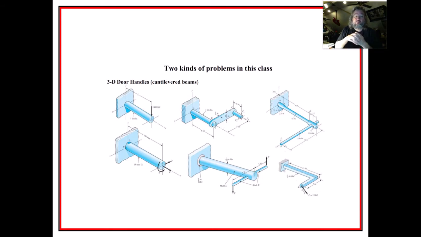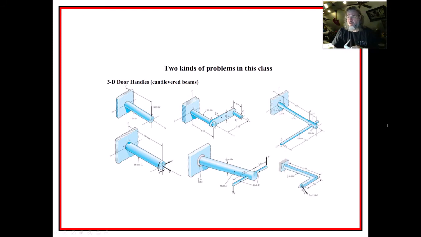One is what I refer to as the door handle problem. By that I really mean a cantilever beam. If you look in the problems section of Shigley, you'll see these problems in chapter 3 to begin with. But then if you go to chapter 4, you'll see some of these problems. You go to chapter 5, you'll see problems that look like this. You go to chapter 6, you'll see some problems like this.